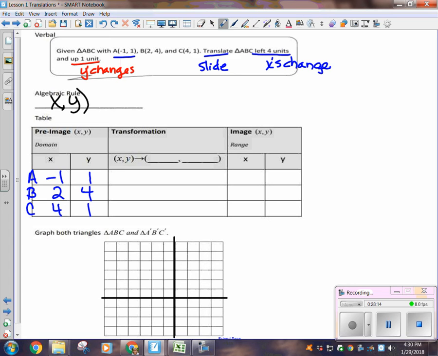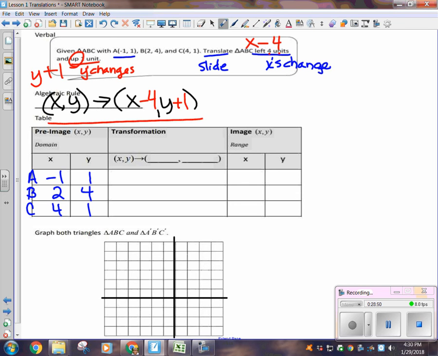So let's see if we can find an algebraic rule. Okay. X, Y, arrow. Now, we're doing 2 things. X's are going to change. Okay, I'll leave space. Y's are going to change. I'm going to leave space. So what would it do if it says left 4 units? Is that +4 or -4? Turns out left 4 is -4. Okay, so X is -4. Y's, though, go up 1 unit. So if we go up 1 unit, is that up 1 like +1 or -1? So up would be +1, and we're going to add that to the Y's.